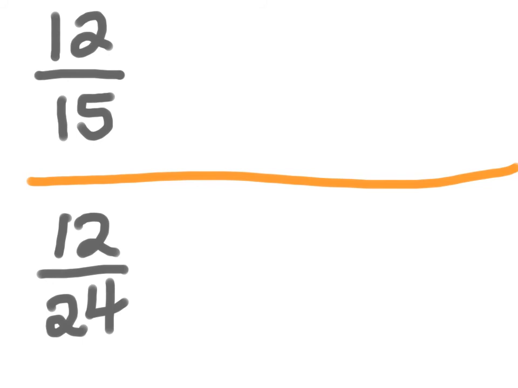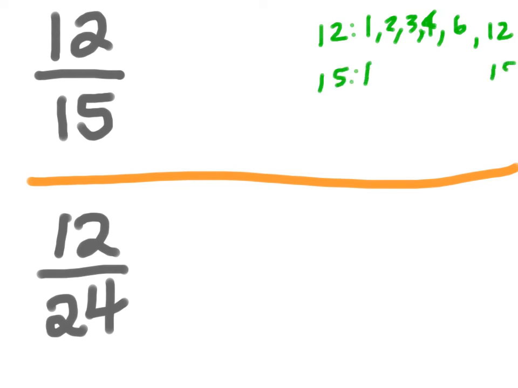Alright, I look at 12/15. They're not both even numbers, so I'm going to think about their factors. 2 times 6, 3 times 4. And once I get to a point where I'm comfortable with factors and knowing them, I don't have to list them all out. But right now, we're still practicing, and so I want you to visualize what it is we're doing. Alright, so they've got 1, and they've got 3 in common.